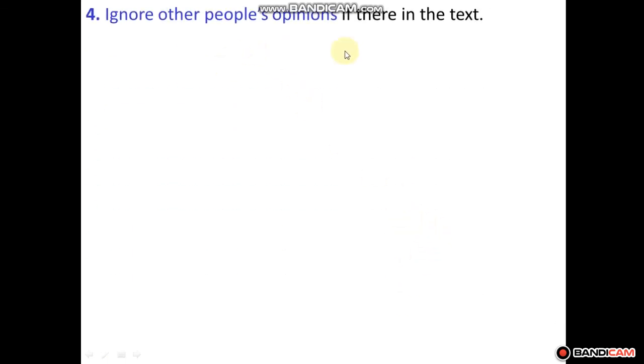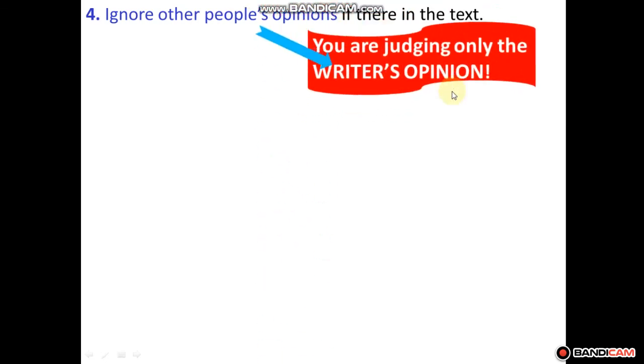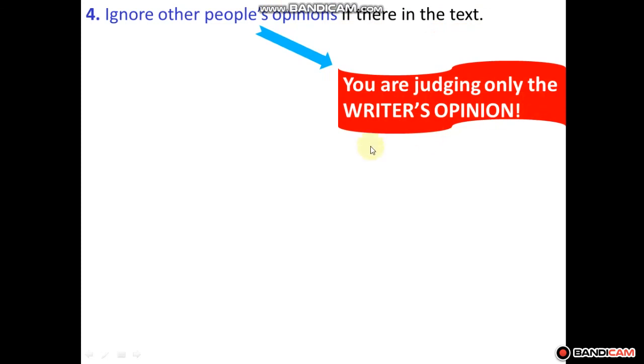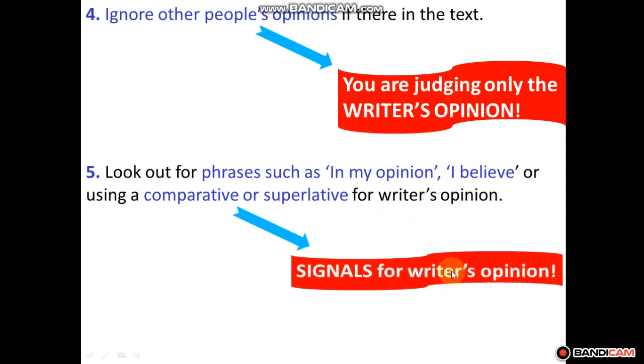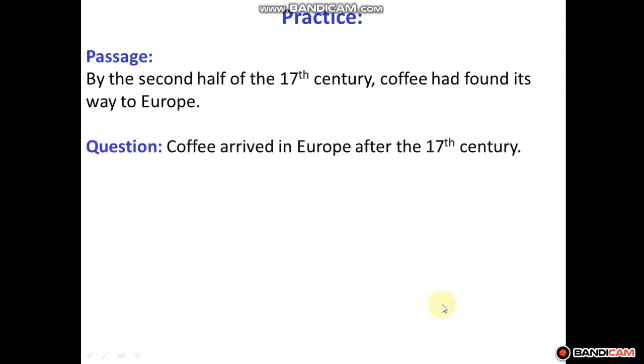Remember that. Number 4, ignore other people's opinions if they're in the text. What it means is you are judging only the writer's opinion. Never go for other people's opinion. This is the bottom line. And number 5, look out for phrases such as in my opinion, I believe, or using a comparative or superlative for writer's opinion, because they signal the writer's opinion. And lastly, you can practice. I have a question, I have a passage, you can take a screenshot of it. That is good for you.